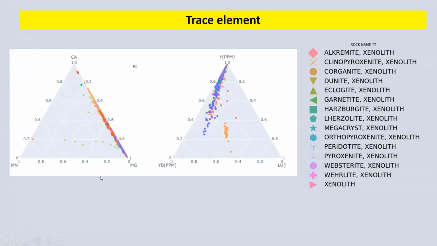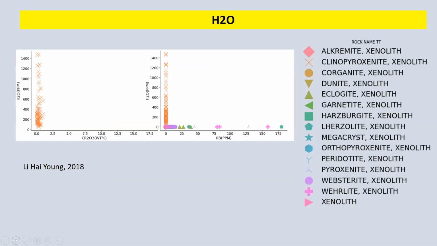This is some other ternary plots between APFUs of minerals like calcium, manganese, Mg. Previously we were discussing the types of garnets; now we are directly talking about the elements, and these are the trace elements. Most of this data has high yttrium concentration, except some of these cognate xenoliths which have higher ytterbium and lutetium concentration. Although yttrium concentration is significantly higher than other trace elements, which is expected in garnets.